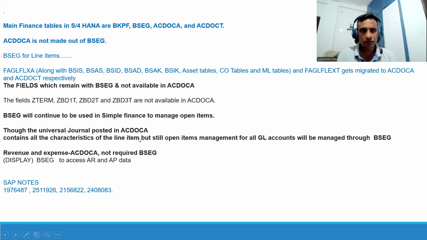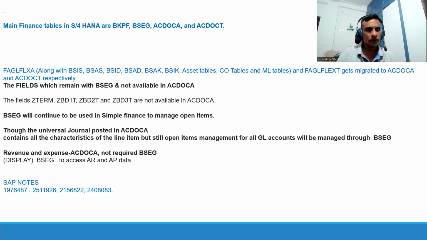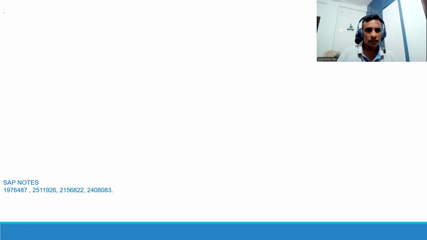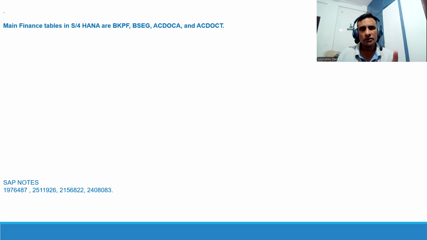Quick recap of what we discussed now. Let's go back. The first thing is that here I have given some SAP notes. There is no point, but you can see BKPF, BSEG, ACDOCA, and ACDOCT. This is one table I forgot to show you. One second, let me show you. This is at finance level.